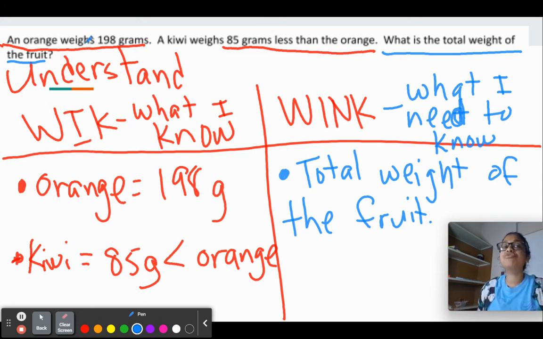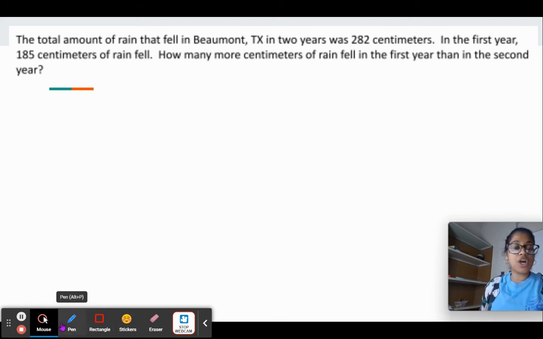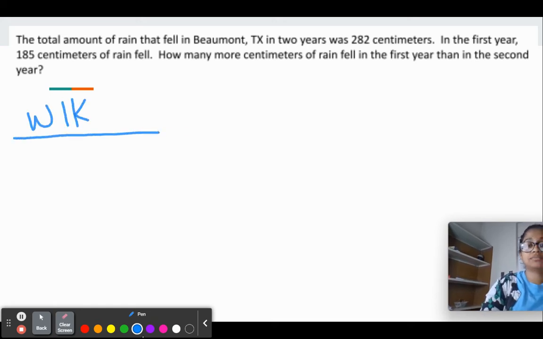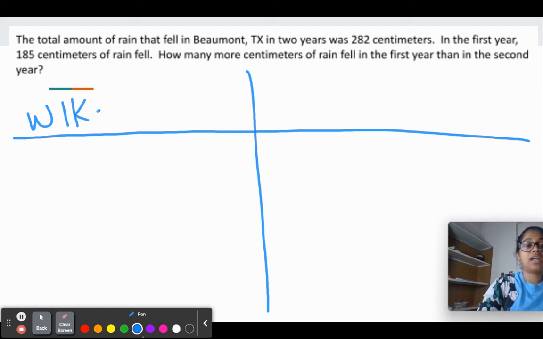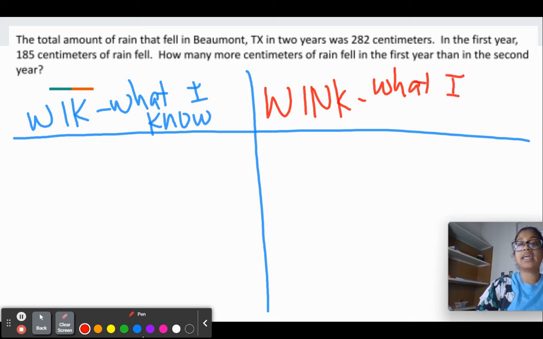And that is it. That is our understand portion of the UPS check. So now we went ahead and we fully read every part of the word problem, and now we have a pretty good understanding of what we need to do. All right. Now let's go ahead and do this again with one more problem. So we're going to go ahead and do our WIK, what I know, right? And then let's go ahead and do our WINK, what I need to know.